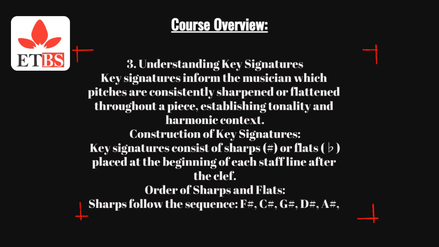Order of sharps and flats. Sharps follow the sequence F♯, C♯, G♯, D♯, A♯, E♯, B♯. Flats follow the sequence B♭, E♭, A♭, D♭, G♭, C♭, F♭. Number of accidentals per key. The number of sharps or flats determines the key. For example, 1 sharp denotes G major, E minor, 2 sharps D major, B minor, etc.